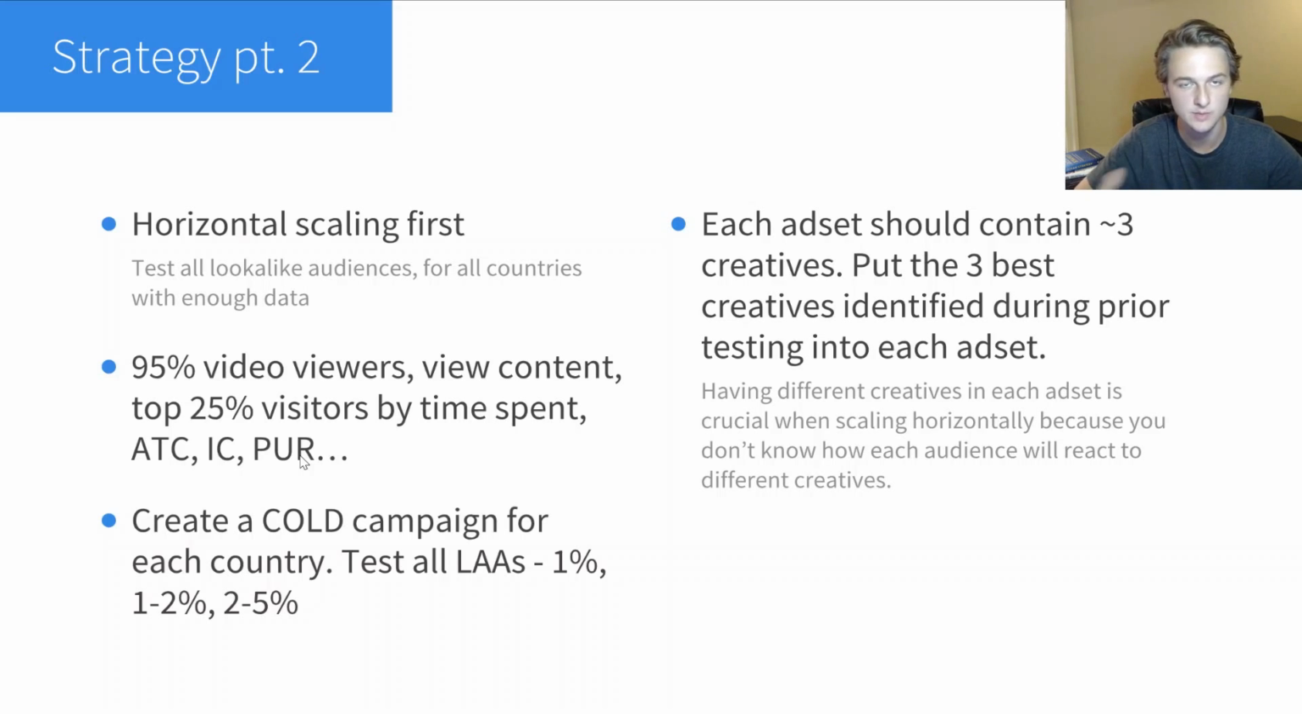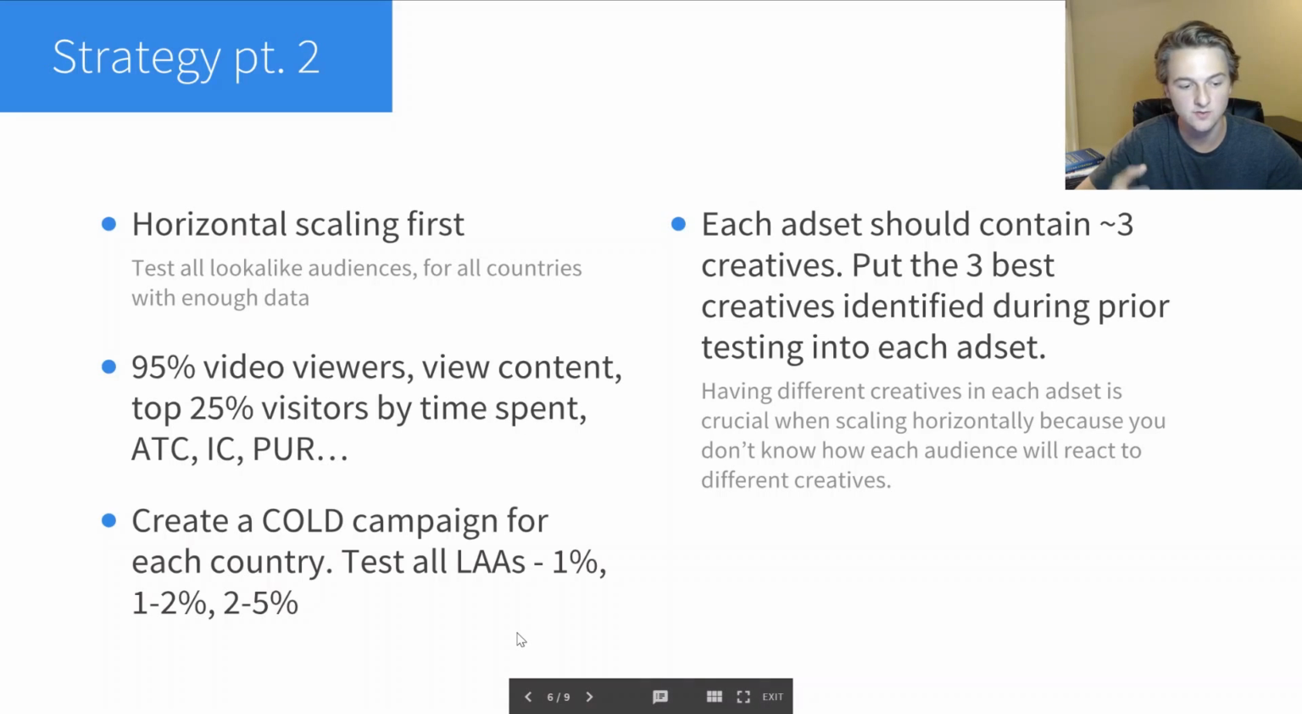So if you have a lot of data from Instagram, try building lookalike audiences from your Instagram data. That's something that you can do with Facebook ads as well. So test as many of these lookalike audiences as possible for as many countries as possible. And the way that I'll structure this is I'll make a cold campaign. So I'll just put cold, like I showed you before, for each country. And then in that campaign, I'm going to test all the lookalike audiences. So let's say I decide to test 95% video viewers, top 25 visitors by time spent, add to cart, and then purchase.